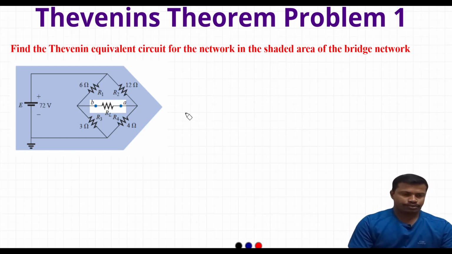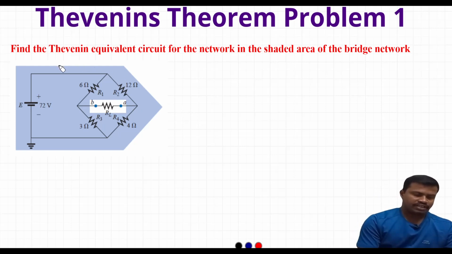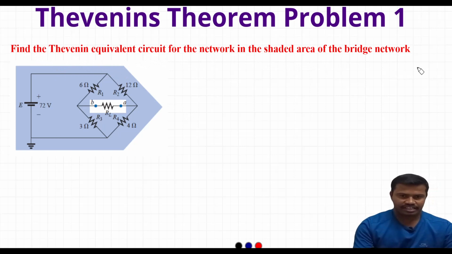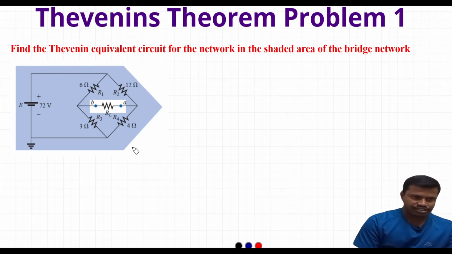In this video, we will solve a problem using Thevenin's theorem. For that, we have taken a problem. The given problem is: find the Thevenin's equivalent circuit for the network in the shaded area of the bridge network. This is the bridge network. In this, all the portion is shaded other than this RL part.